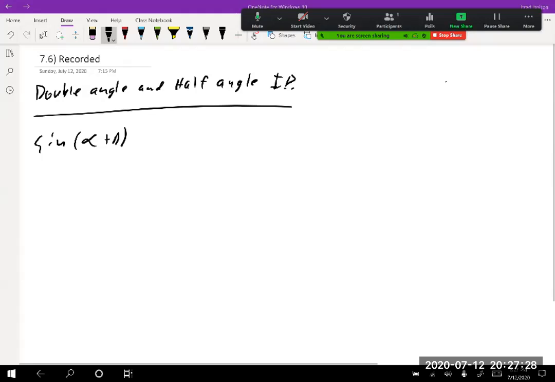So today we're going to finish up chapter 7 with 7.6. We're going to talk about the double angle and the half angle identities. So this is just more identities to add to your list.